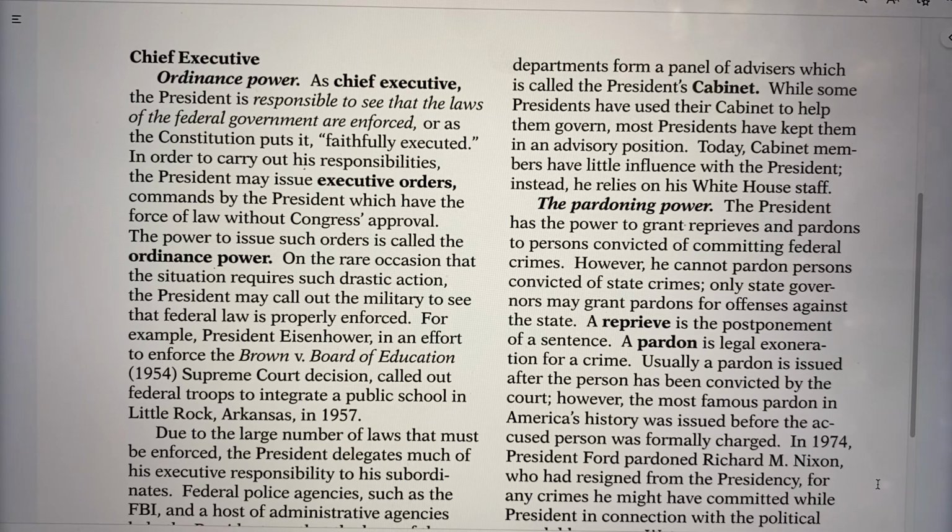But there have been other cases where the chief executive would use executive ordinance power, an executive order, to protect or to call out the National Guard.